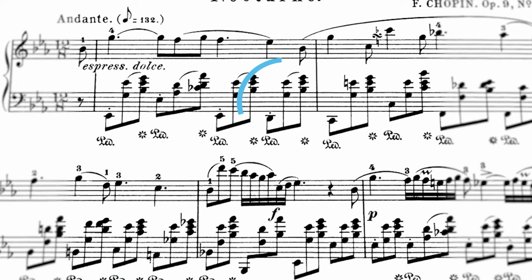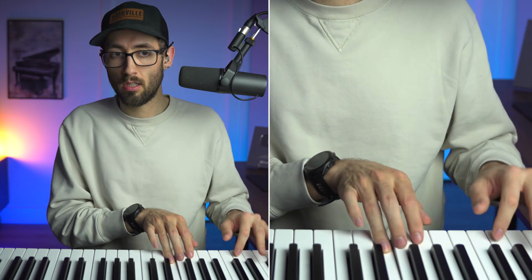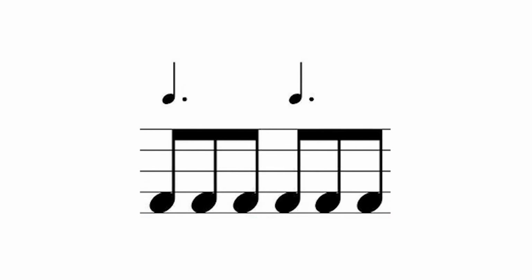Whereas if you have groups of 3 eighth notes instead, then you might feel the groups more like this. In the first example, you're feeling groups of 2, whereas in the second example, you're feeling groups of 3 instead. So that is the difference between simple and compound time, and how you might be able to see those groupings in a piece of music.